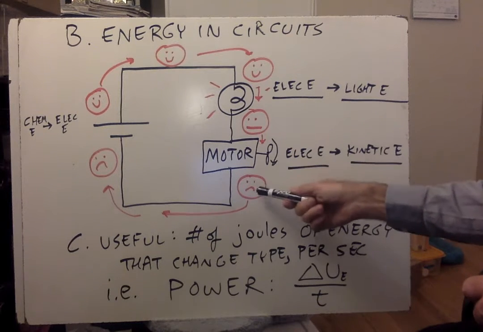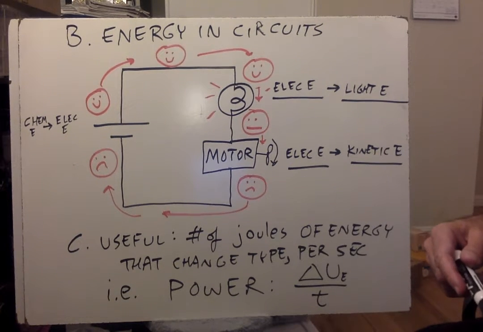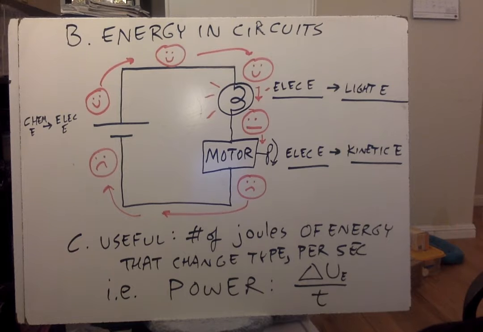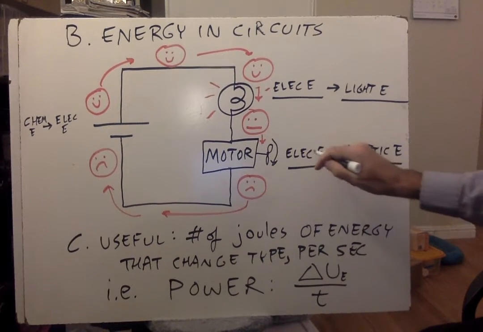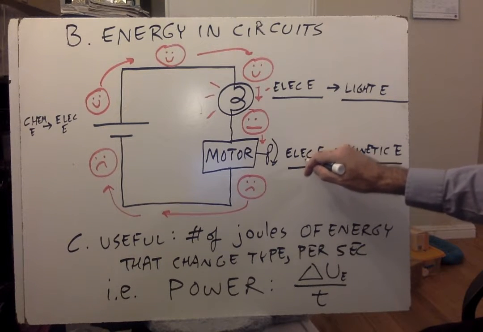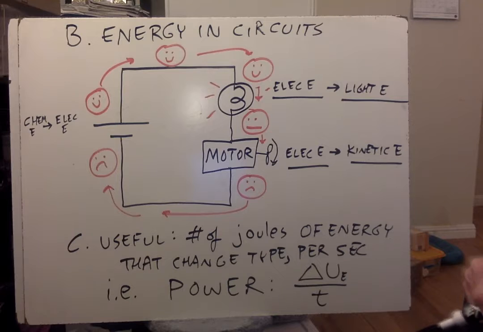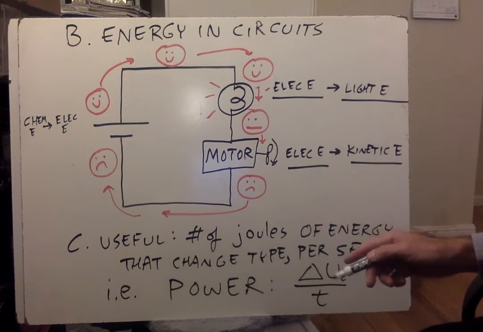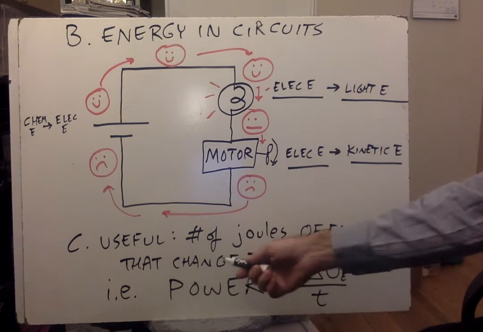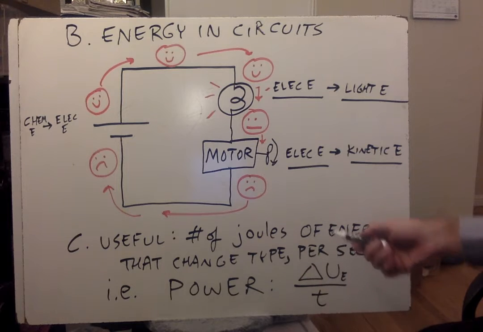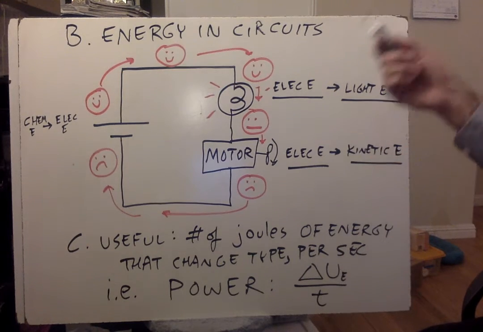As the charges go through the motor, they lose even more electric energy, most of their remaining energy. The wheel of the motor turns, so we have electric energy disappearing and kinetic energy appearing. So the one type changes into the other. It would be useful to know the number of joules of energy that change type per second. In other words, the rate this is occurring.